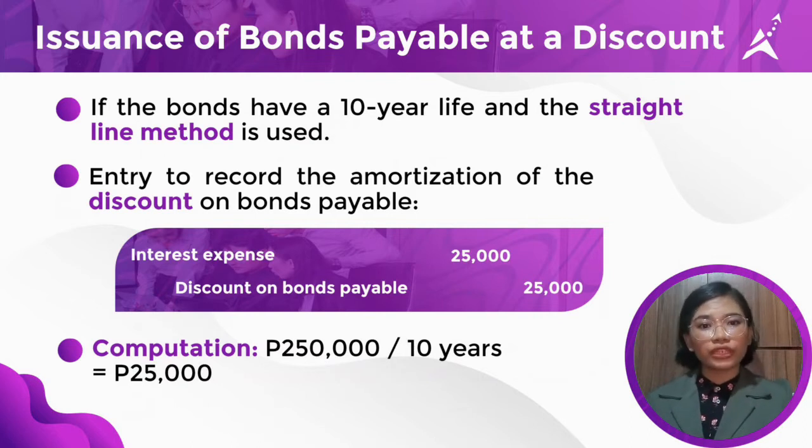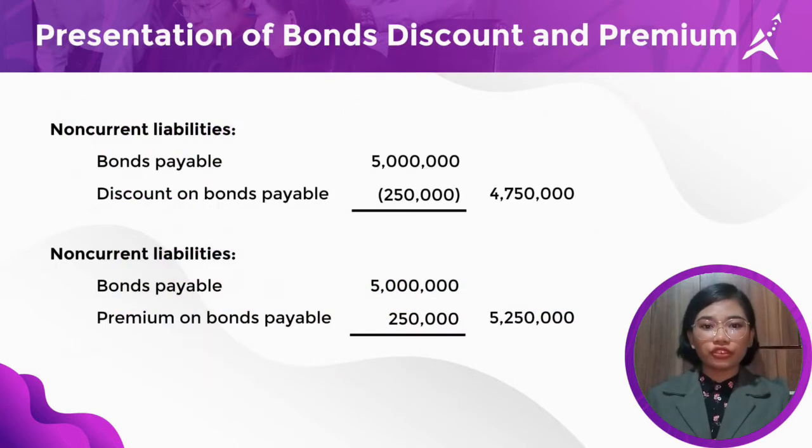When bonds are sold at a discount, it means that the investor is not willing to accept simply the nominal rate of interest. So, the entry to record the amortization of the discount on bonds payable is to debit interest expense and credit discount on bonds payable for 25,000 pesos each. Here is the presentation of bond discount and premium. As you can see, the discount on bonds payable is a deduction from the bonds payable and the premium on bonds payable is an addition to the bonds payable.